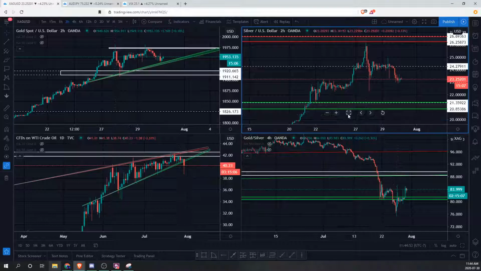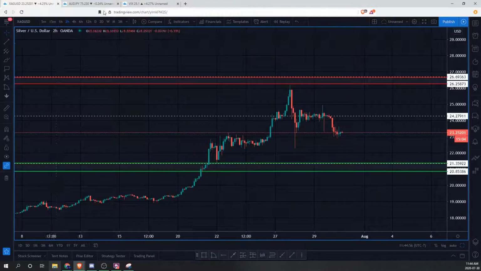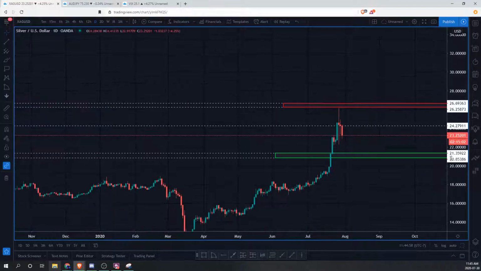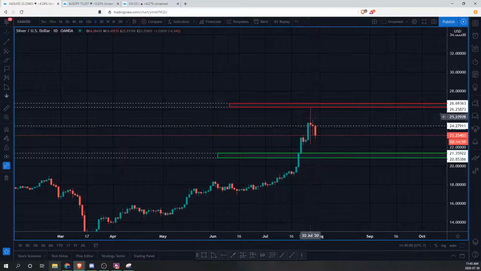Now looking at silver, let's go to the daily chart here. Big doji.